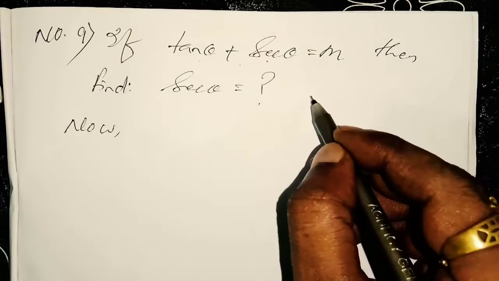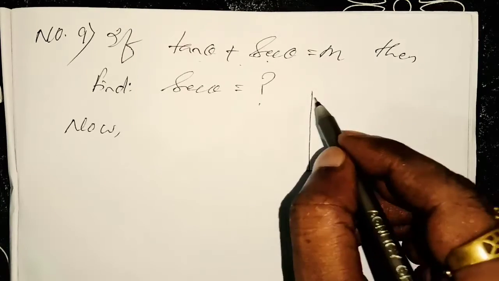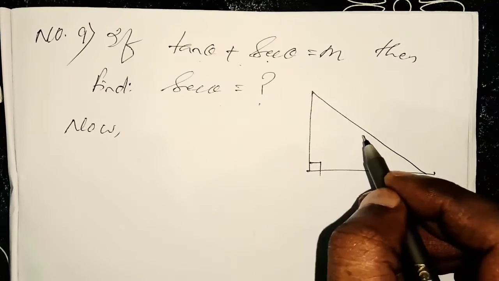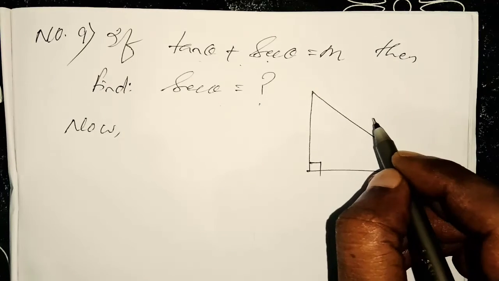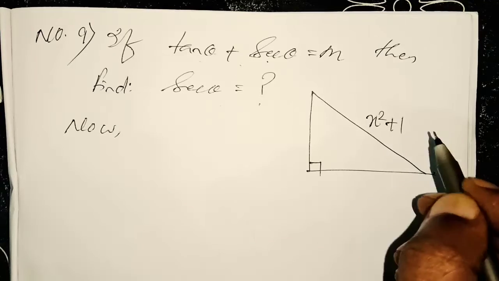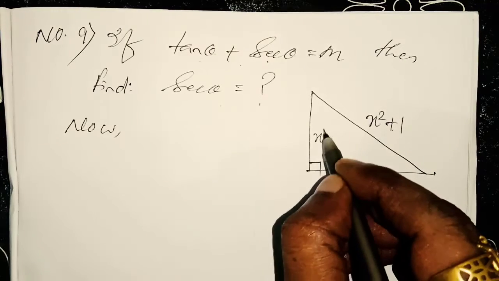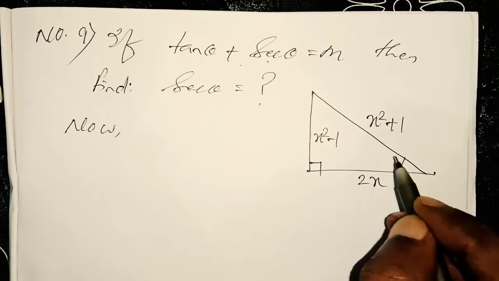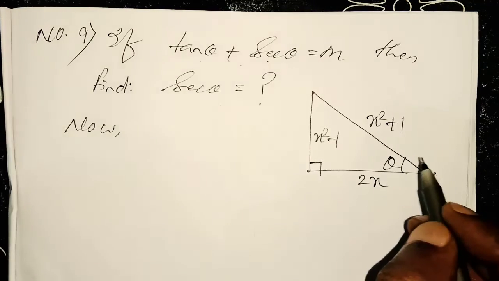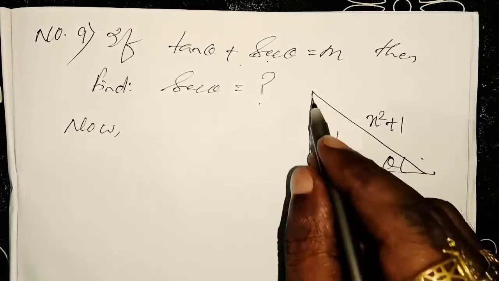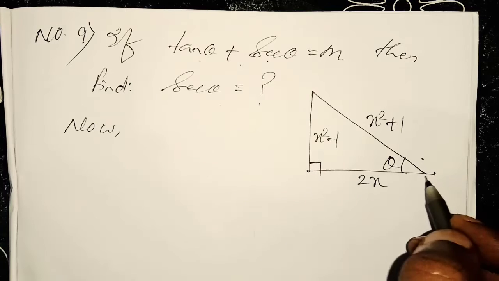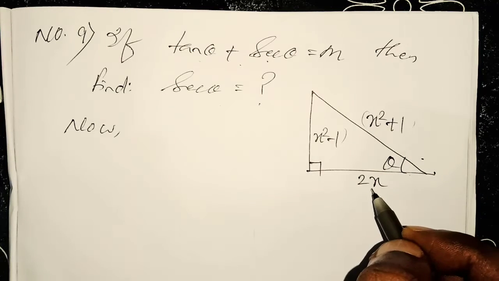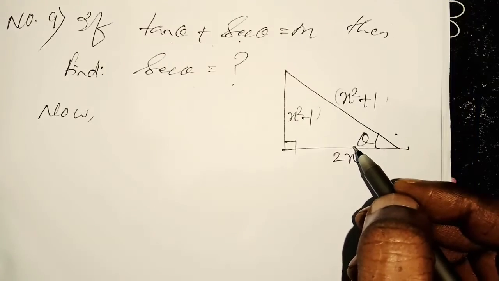For this question, you have to draw a right angle triangle, because it is trigonometry. Always take the hypotenuse, the largest side, as x square plus 1, the perpendicular as x square minus 1, and the base as 2x, and let this angle be theta. As you know, a square minus b square is equal to c square. If you apply this whole square minus this whole square, it will give you 2x. This is the trick you apply here.